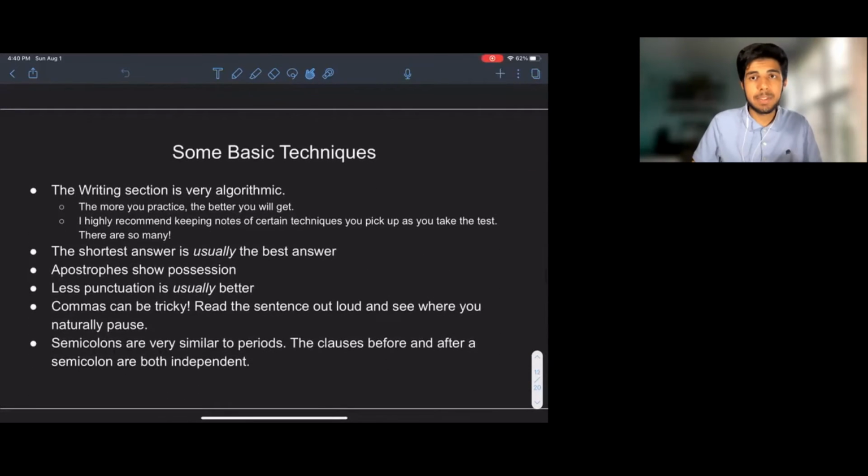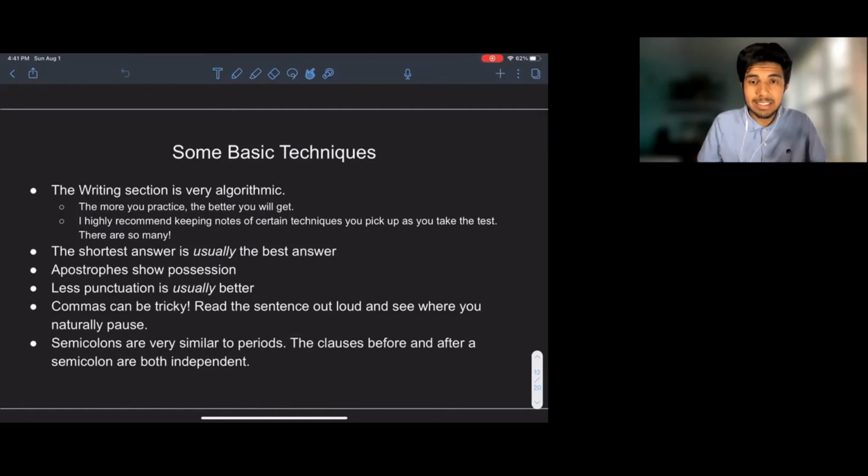And the reason for that is, for the writing section, it's very algorithmic. So what do I mean by that? Well, essentially, the more you practice, the better you'll get. As you practice, you'll start to gather the patterns that are used, and you'll be able to see questions that sort of repeat themselves in very similar ways. So that's why it comes down to practice. There are so many things that go into writing and grammar that it's very difficult to teach everything.